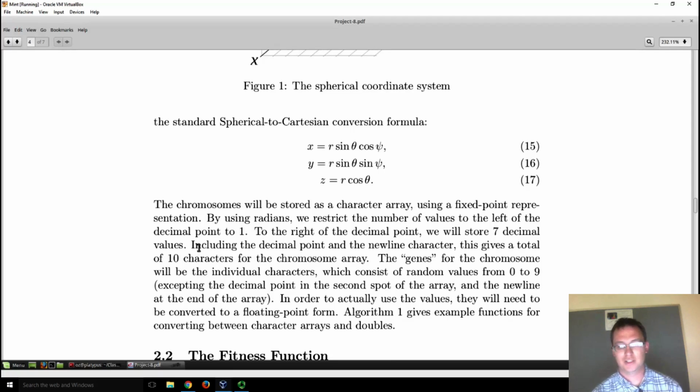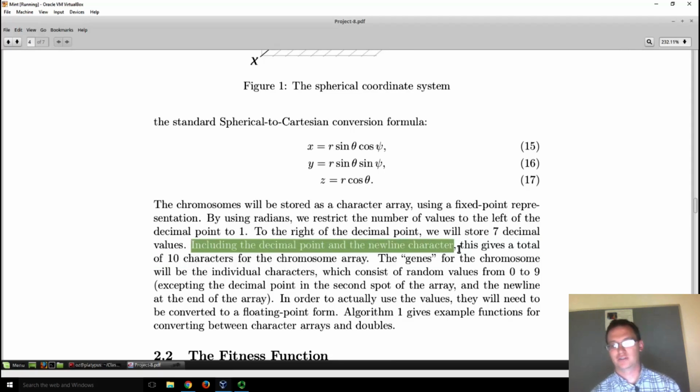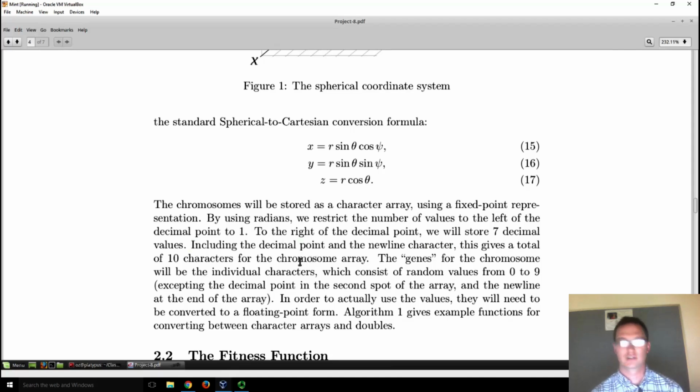Including the decimal point and the new line character, this gives a total of 10 characters for the chromosome array. The genes then are the individual characters, which will consist of random values from 0 to 9, except for the decimal point in the second spot and the new line at the end. We always have to have those in those places, and we're going to account for that in a bit.